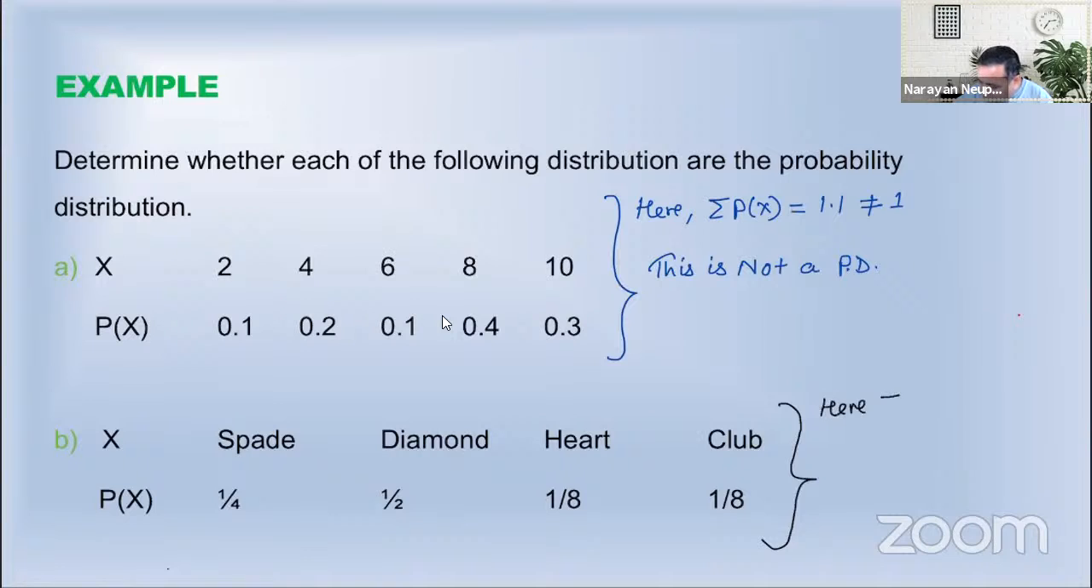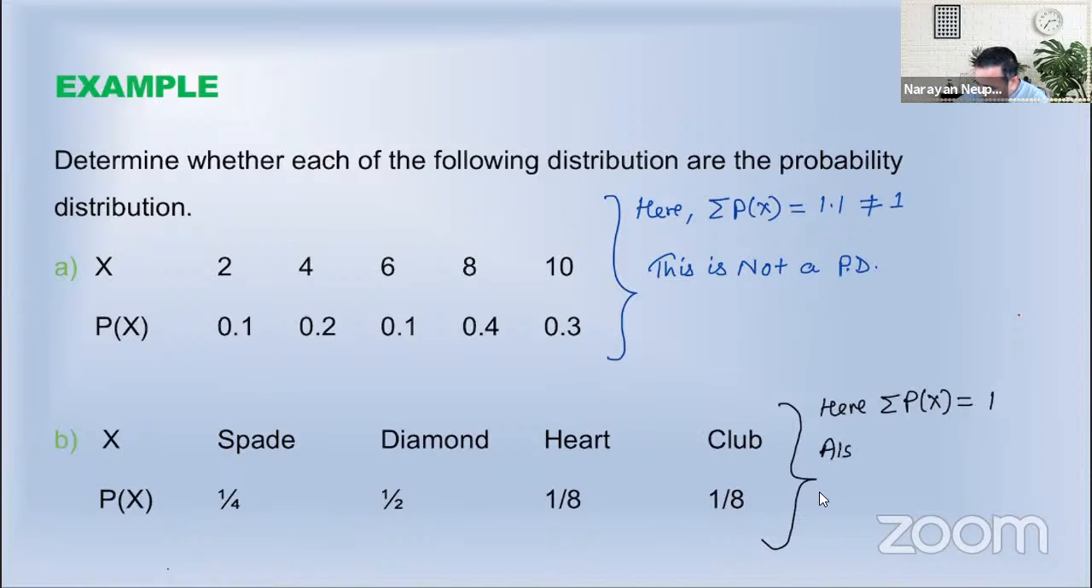Here, if you try to add all probabilities, you can even use your calculator if you want. 1/4 plus 1/2 plus 1/8 plus 1/8 is equal to 1. If you add all these probabilities, it is equal to 1. So the first condition is true. Second, we have to check whether all probabilities are between 0 and 1 or not.